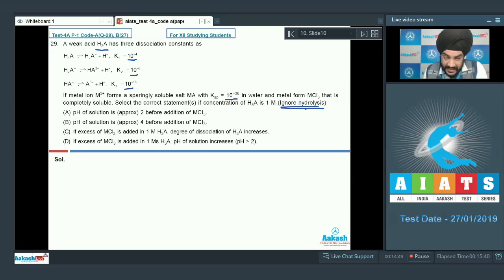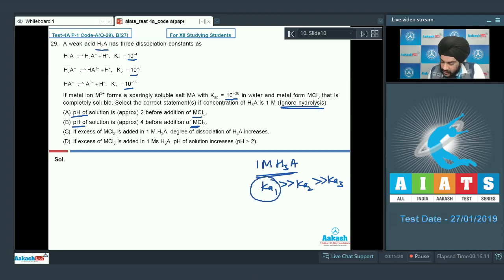Okay. So we start with the options A and B. So in option A and B, the examiner is interested in the pH of the solution before the addition of MCl3. So we had 1 molar H3A, and looking at the Ka values, we can see that Ka1 is very much greater than Ka2, which is very much greater than Ka3. So we can safely assume that almost all the H plus in the solution will be coming from the first dissociation of H3A. So we're going to have H3A converting into H plus and H2A minus.